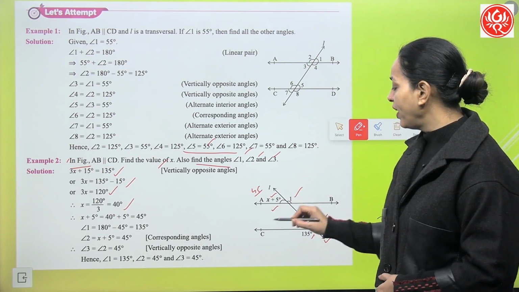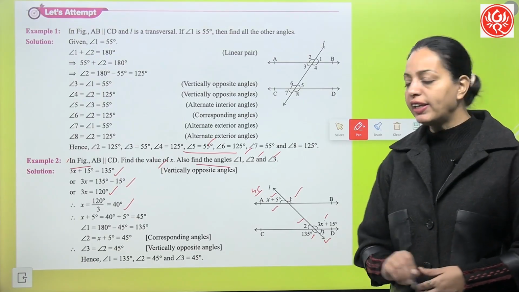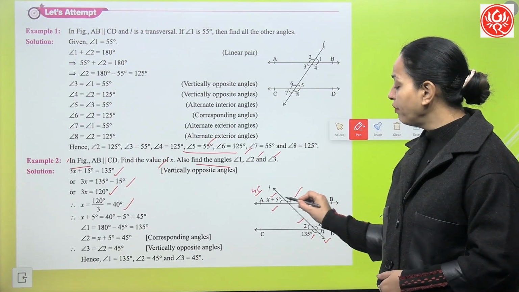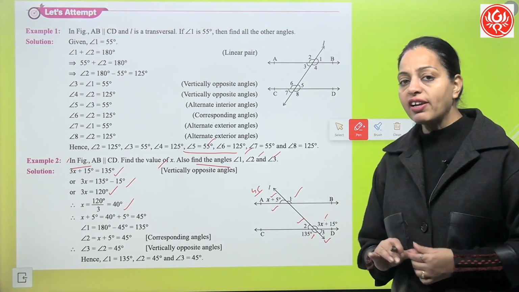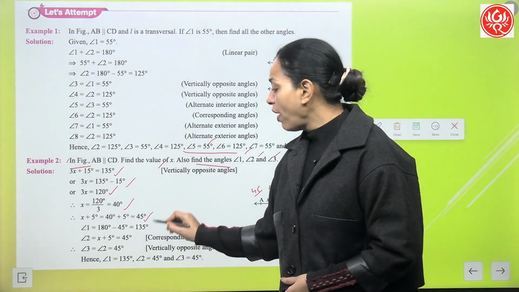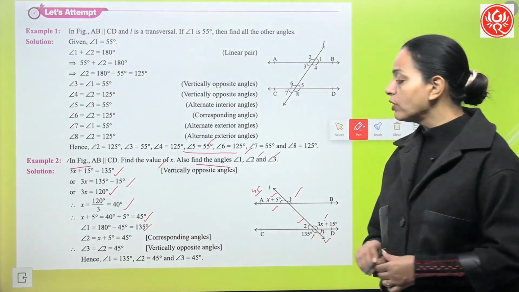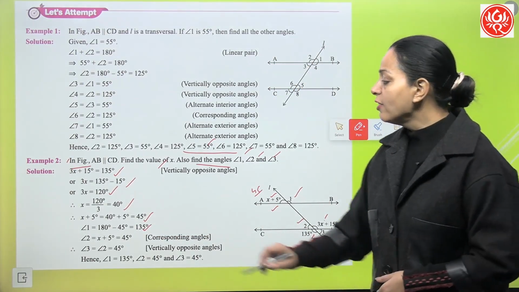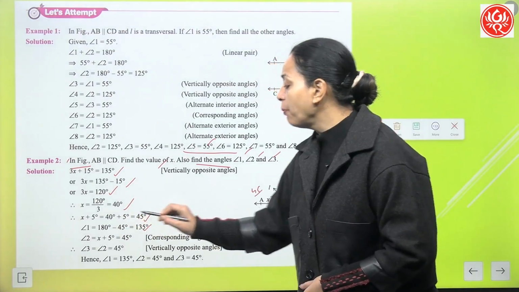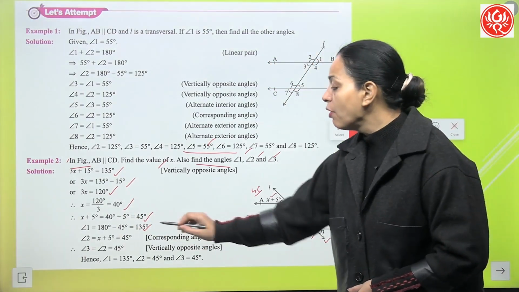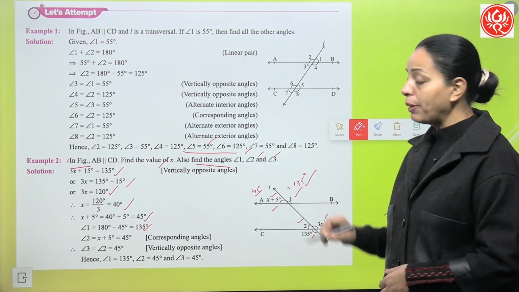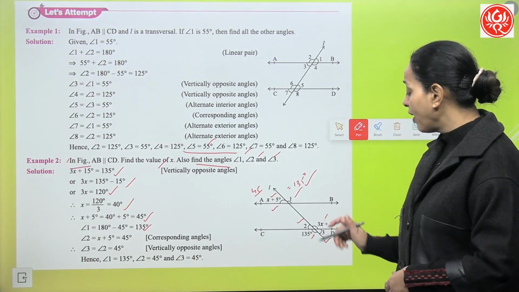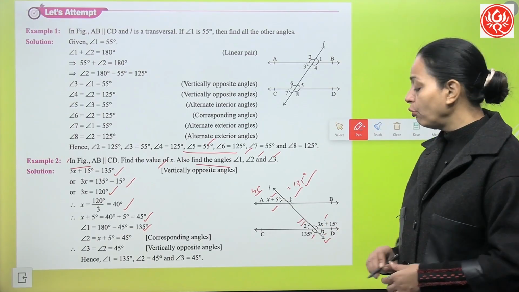Okay. अब हम 45 की help से angle 1 को find कर लें, because 1 and 45 they are making a linear pair. They are on a straight line. So 45 plus angle 1 equals to 180 degree. So 1 is 180 minus 45 means 135 degree. So हमारे पास angle 1 आ गया है. अब angle 2 and angle 3 left.